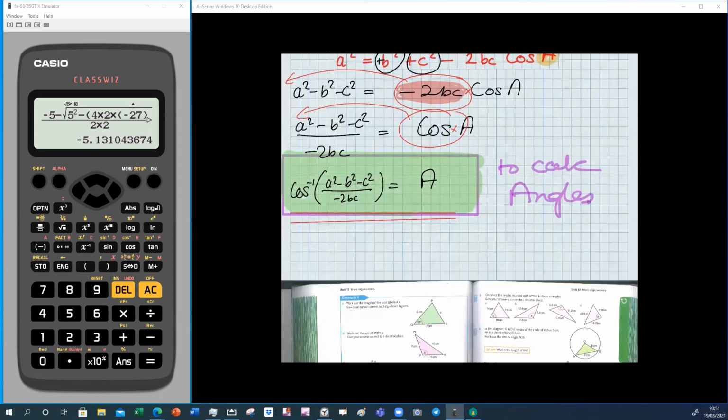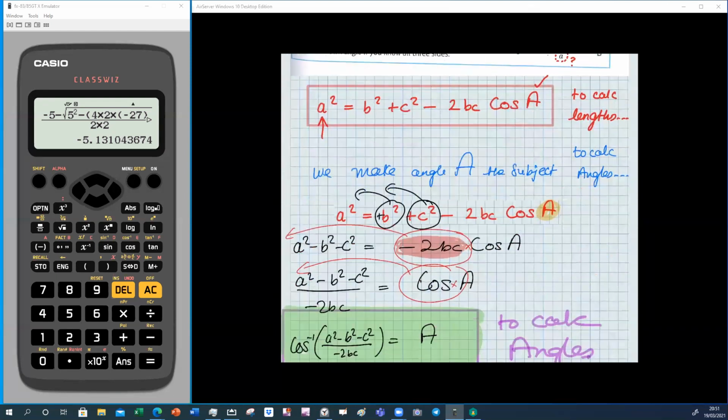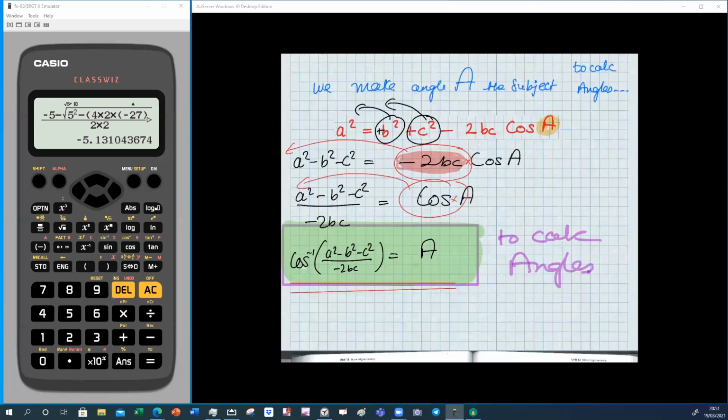Now, is that the same as the formula that they gave us in the book? Yes, but you've just rearranged it. Mine's equivalent to it. The formula in the book starts with b squared plus c squared minus a squared. Mine is a little bit more memorable, easier to remember. It's just a squared minus b squared minus c squared divided by minus 2bc. So my formula in green is an actual rearrangement of the original cosine formula.